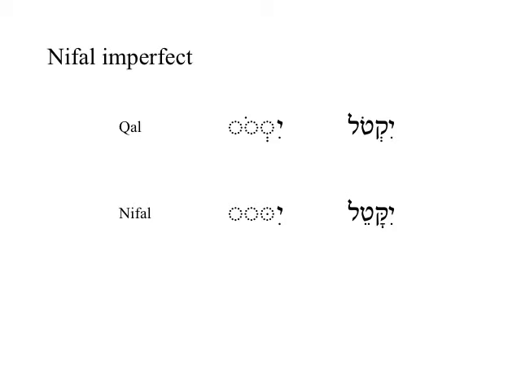The basic difference between the yiktol, or the Kal imperfect form, and the Nifal imperfect form is the dagesh from the assimilated nun in the pei letter, the first root letter of the Nifal imperfect. So we have yikatel, he will be killed.